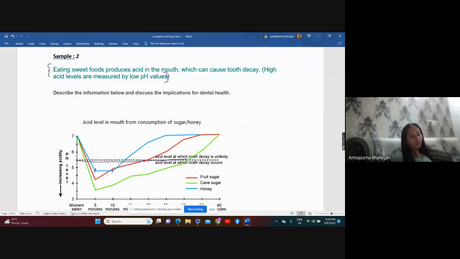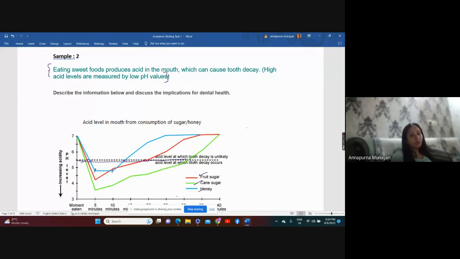So when we consume honey, the period where the pH level drops is very short, that is between 5 to 15 minutes. Whereas if you take the other sugars, the cane sugar and fruit sugar, their cut off frequency, that means their period where the acid level will be high.